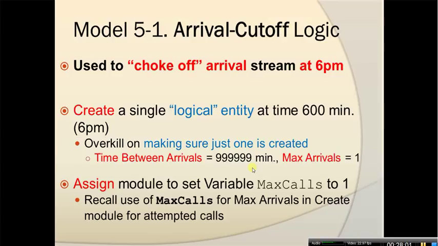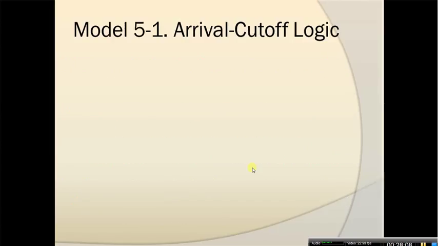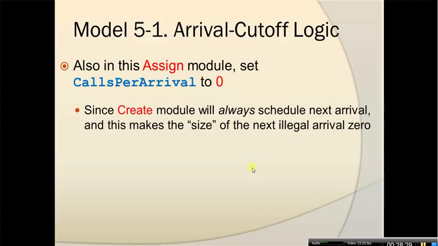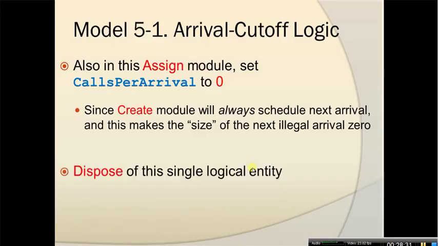And this will actually stop the create module from creating any more attempted calls. So there we can also set the calls per arrival to 0, and that again will serve as a guarantee that we're not going to be creating any more incoming calls in the create module that we created in part A. And then the next thing, we're going to dispose of the single logical entity. So let me go ahead and show you how to do this in Arena.